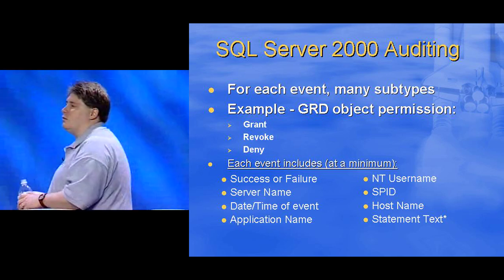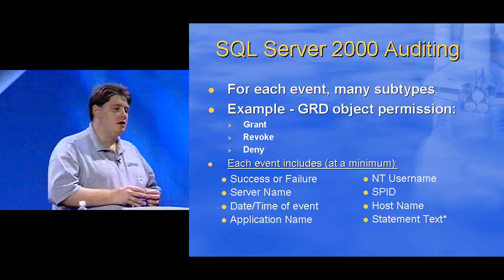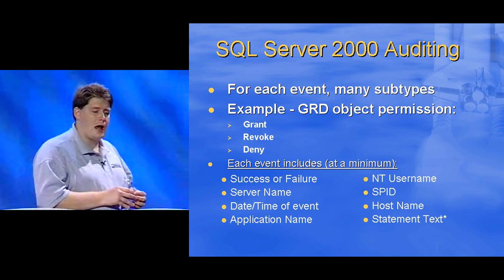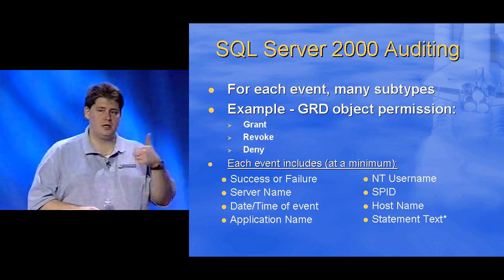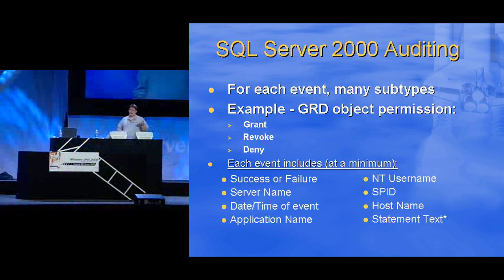For each event, we have many, many subtypes depending on the type of event you're producing. For example, in grant, revoke, deny of an object permission, first of all, the event could be a grant, the event could be a revoke, the event could be a deny, and within that, we have to tell you whether it was a success or a failure of the permissions attempt. We do not audit whether the statement succeeded, only whether the permissions check succeeded or failed. So they're completely different operations inside of SQL Server.